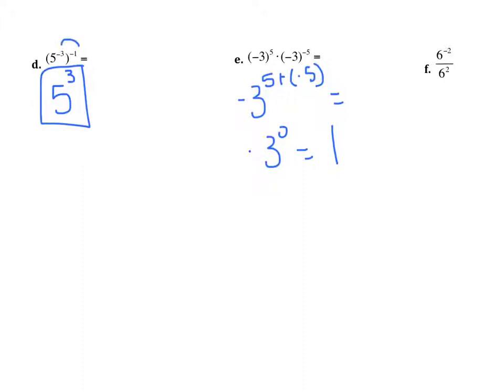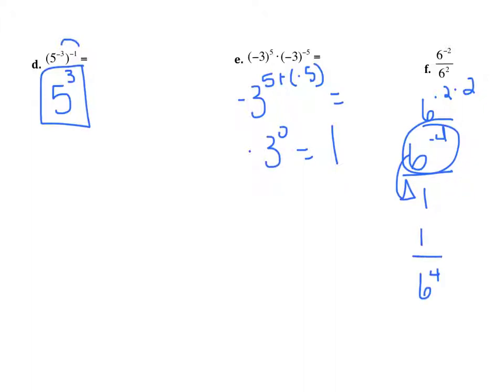Our next one, I'm going to take 6 to the negative second, and remember, you're subtracting exponents when you divide. So now I've got 6 to the negative fourth. Alright, we don't want to be left with a negative exponent, so I'm going to move it down, and I'm going to be left with 1 all over 6 to the fourth power as my answer for that one.